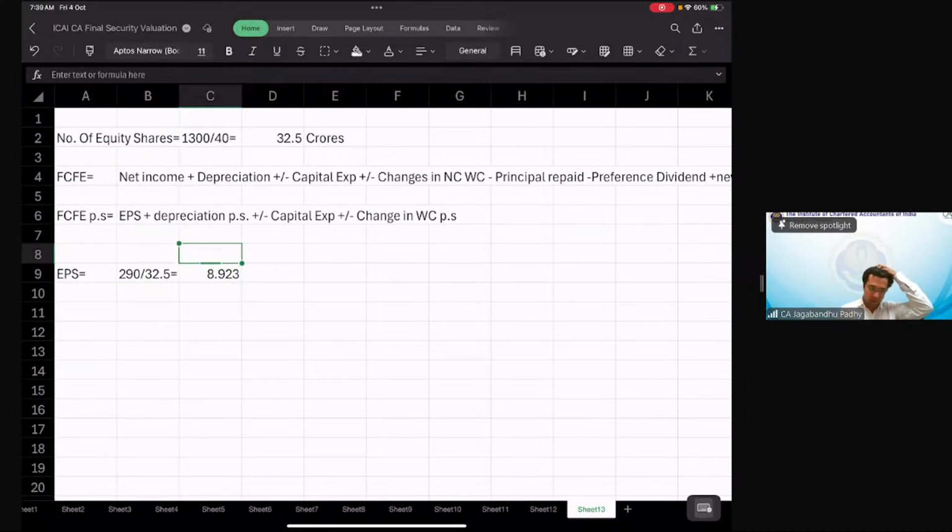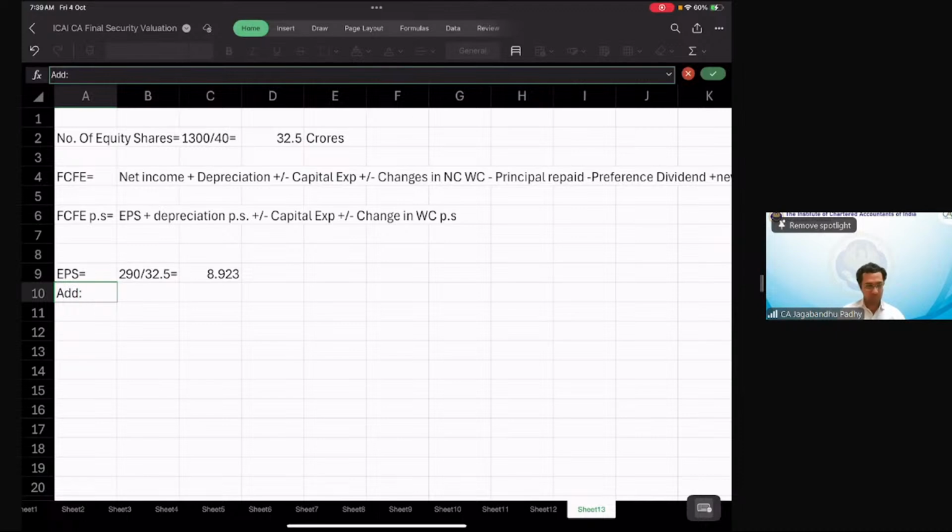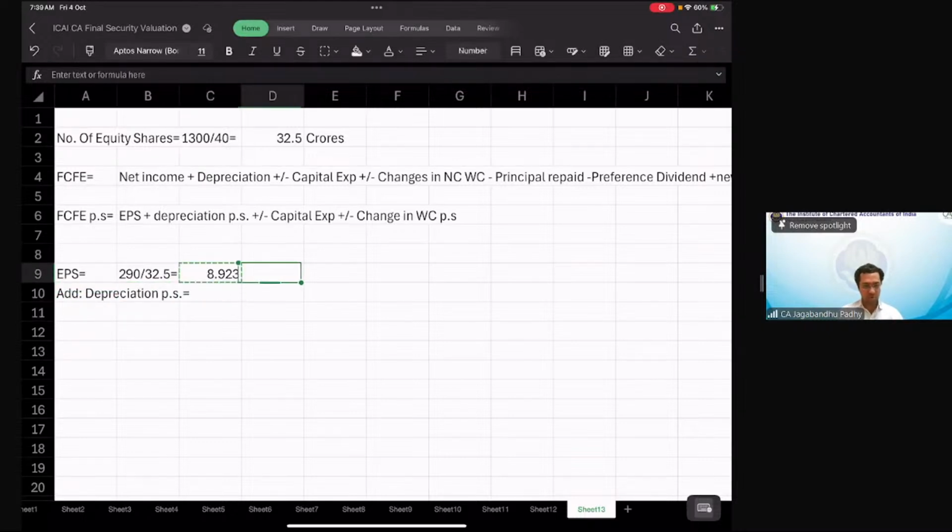Then we add to it depreciation per share. So let's say add back depreciation on a per share basis. So 8.923 plus we will add back the depreciation on a per share basis. What is the depreciation amount given to us on a per share basis?